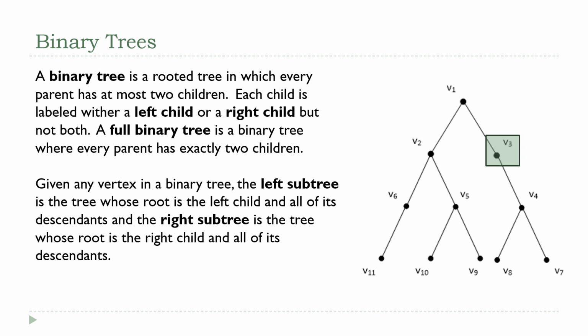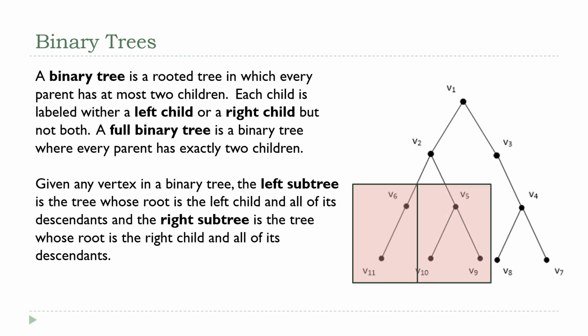Right, so each child is designated either a left child or a right child. For example, V6 is the left child of V2, and V5 is the right child of V2. And the subtrees, starting with a left child as their root, are called left subtrees, like this one here. This would be the left subtree starting at V6. And the subtrees that have a right child, like this subtree here, are the right subtrees.